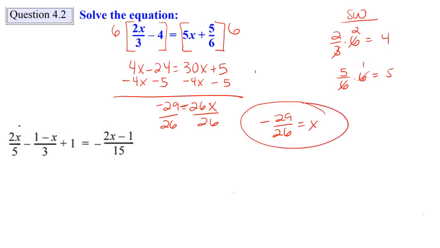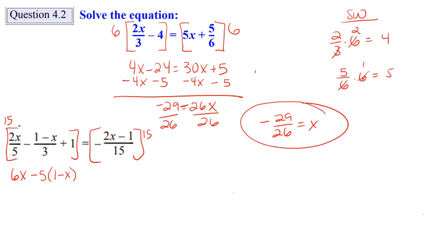Okay, the next example, I'm going to multiply by 15. Okay, 5 goes into 15 3 times. 3 times 2 is 6. And then 3 goes into 15 5 times. Notice the 1 minus x.